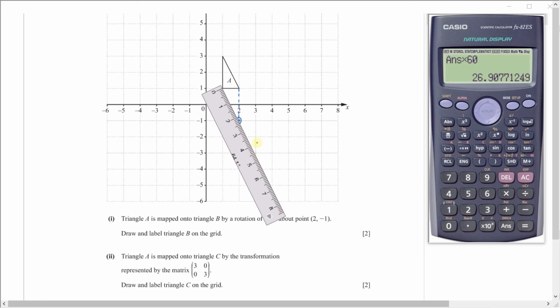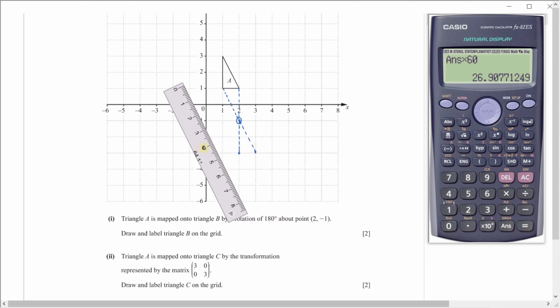Let me show you what I mean. I will draw a line that connects the point that I'm trying to rotate with the center of rotation. Then the 180 degree rotation will lead me to continue in the straight line here, and then I will continue after 180 degrees. So I will end up at this point here. This point will be mapped onto this one.